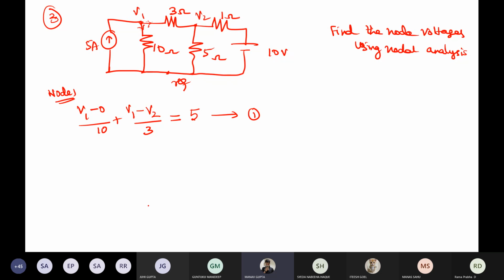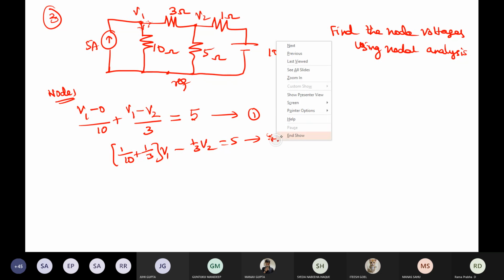Yes, ma'am. The second equation, will it be 10 minus V2 or V2 minus 10? Always you have to start writing with the node only. This is the higher potential, so it should be V2 minus 10 only. So this one we'll collect: 1 by 10 plus 1 by 3 into V1 minus 1 by 3 into V2 is equal to 5. That will be your equation number 1 only. Then going for the next node 2.